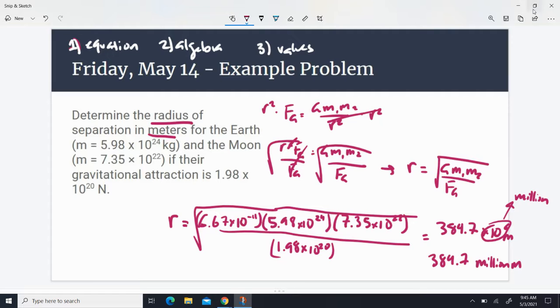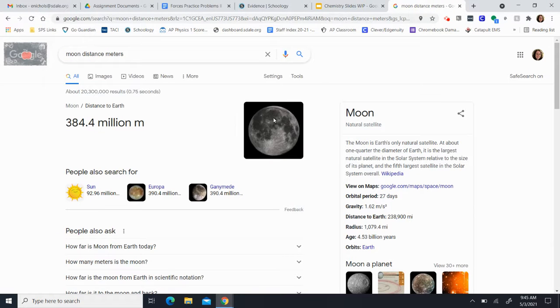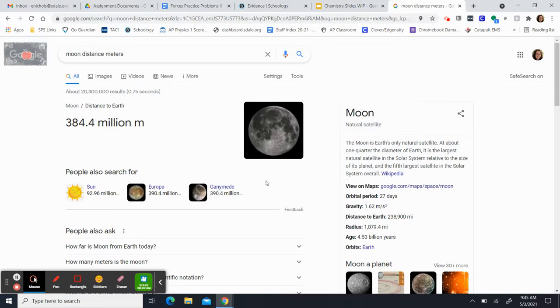But if I go to Google and I say, what's the distance to Earth from the Moon in meters, it says 384.4 million meters. We're using real values in this practice. You can double check yourself. You still have to do all the work. You still have to show everything, but you can check yourself. Now you'll notice this is 0.4 and ours is 0.7, but that's because I rounded.